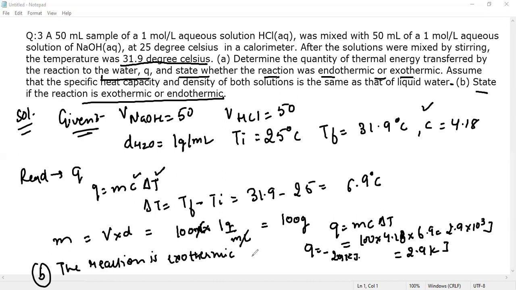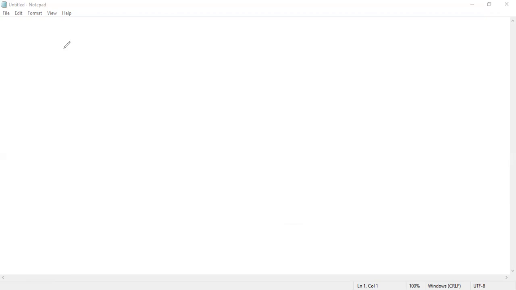Right? Now let's go ahead and talk about the new topic, which is enthalpy change. Okay, let's talk about enthalpy change. So this is a new terminology, enthalpy, and we are going to learn about it.